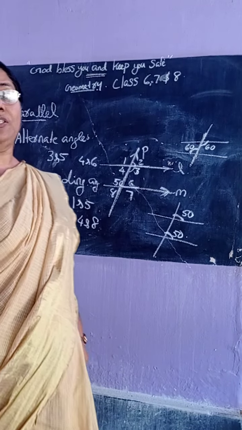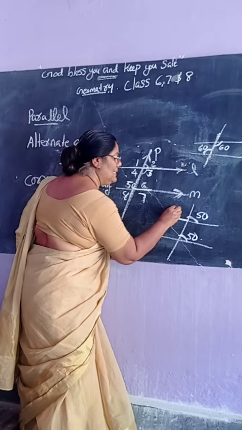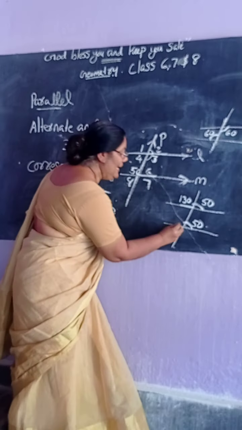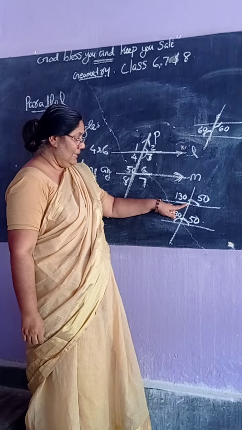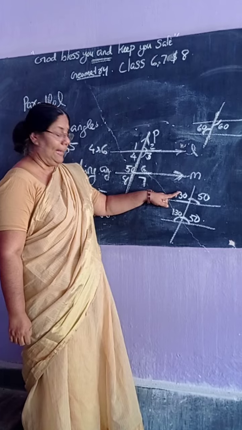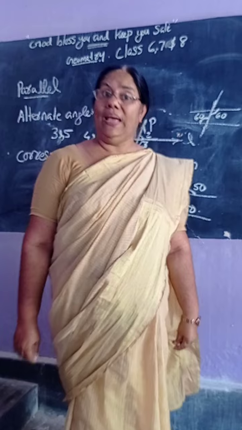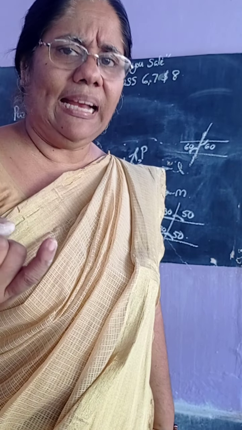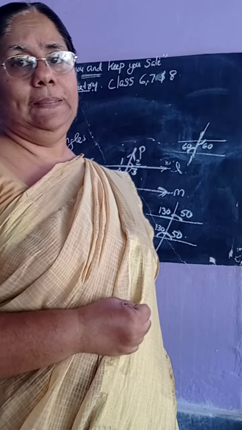Then suppose this side is 130. Then where do you mark that 130? Yes, this is also 130. The reason is, this is just above the parallel line, and here on the second, just above the parallel line. They are known as corresponding angles. All of you understand what is the meaning of corresponding angles? The first angle is alternate angle. Then the second one is corresponding angle.